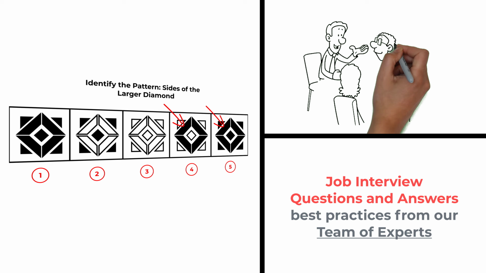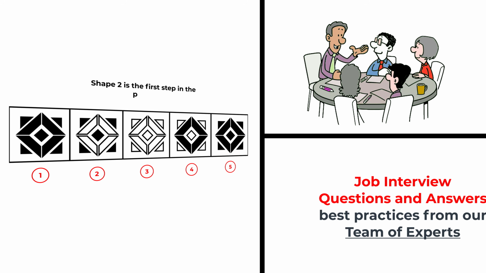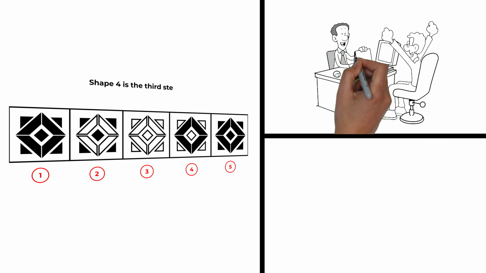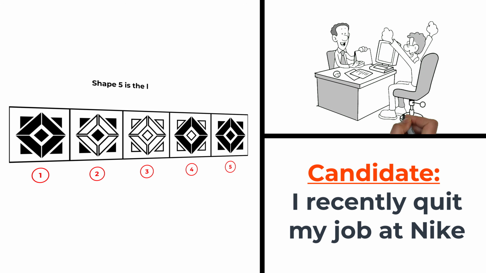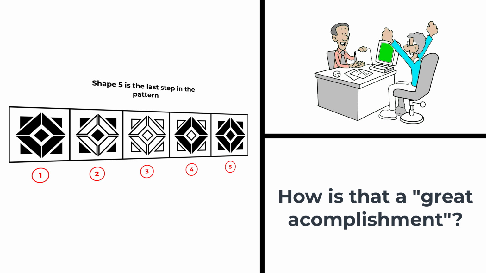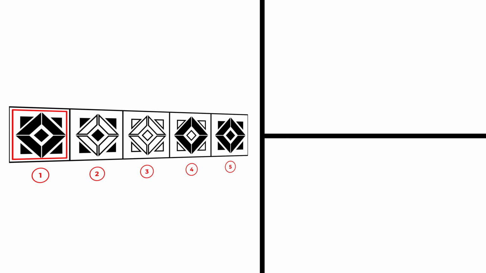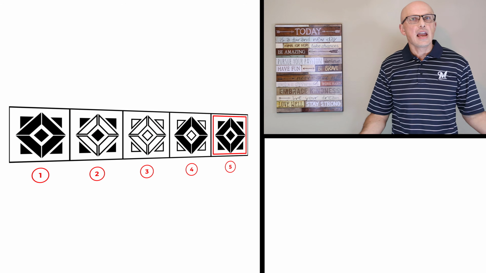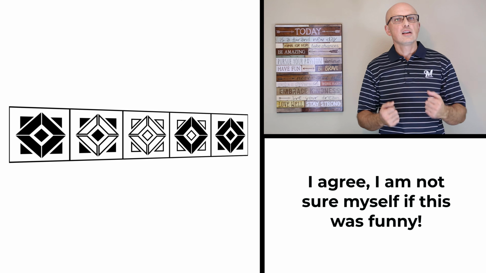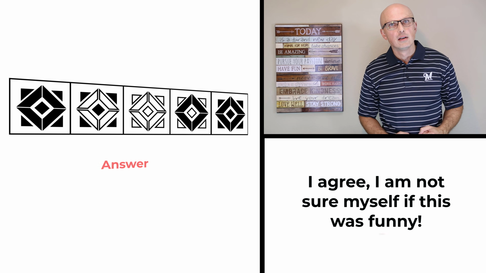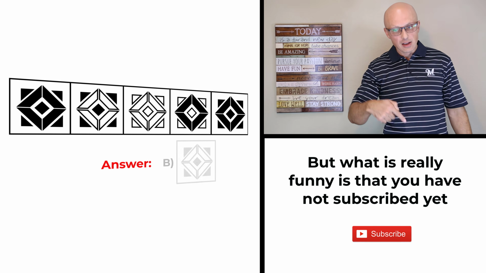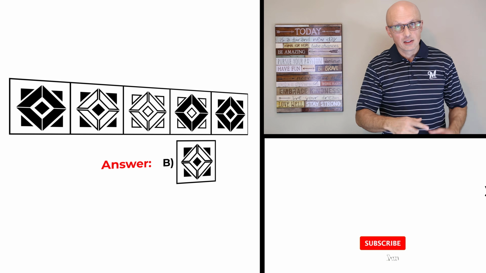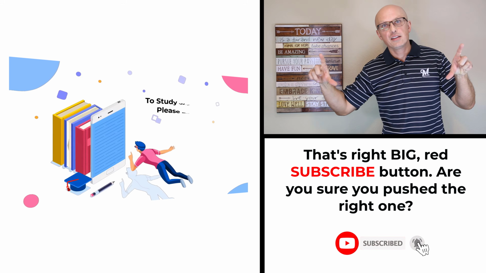Let's recap. Shape 2 is the first shape in the pattern, shape 3 is the second shape in the pattern, shape 4 is the third shape in the pattern, and then shape 5 is the fourth and last step in the pattern. If you look closely at shape 1 in the picture, you see that this represents the last shape in the pattern. So the correct choice here for shape 6 would be to select the first shape in the pattern, which is the matching answer for choice B. So the correct answer here is choice B. Hopefully you've nailed this question and now know how to answer similar problems in the test.